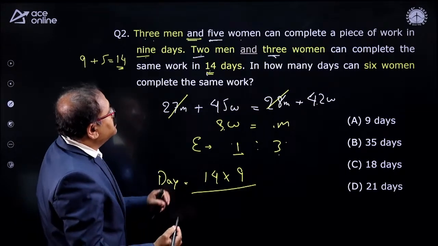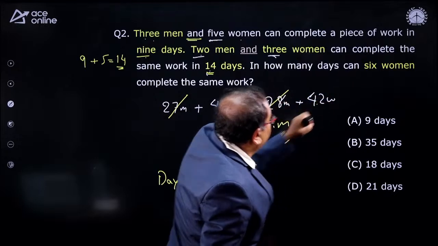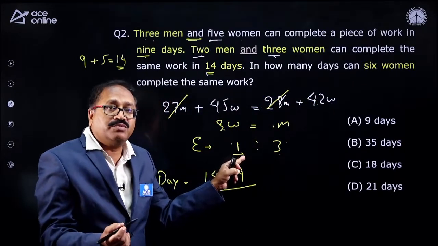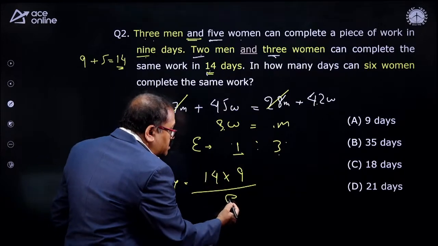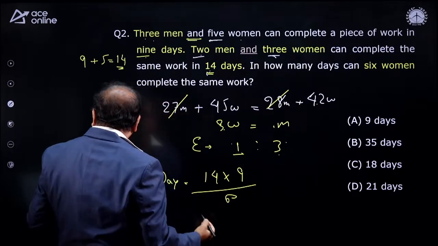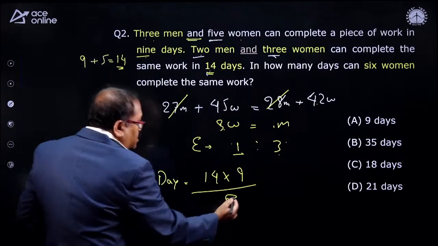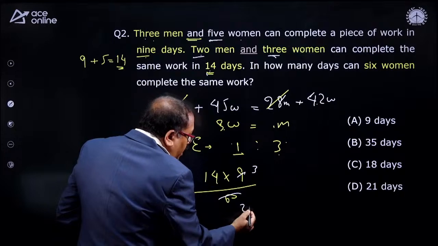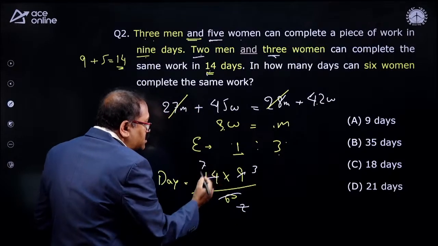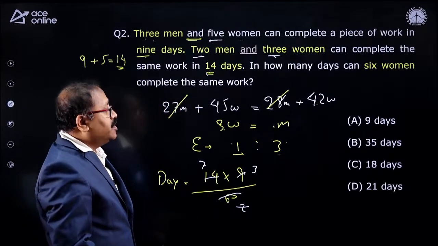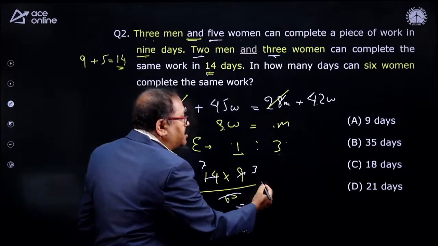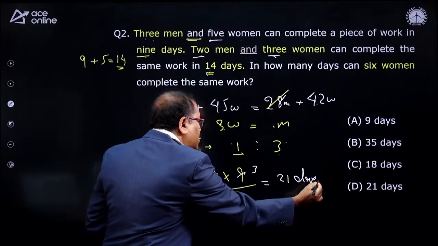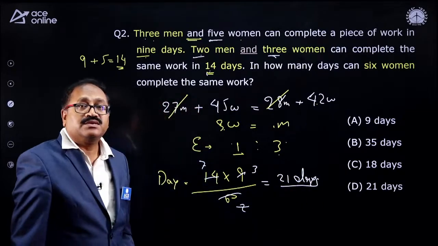What is the total efficiency? As 6 women are there and 1 woman has an efficiency of 1, then 6 women will have an efficiency of 6. So cancel this 6 and you will find that here we have 3 2 times, here 3 times, and here I get this as 7 times. Now here onwards I get 7 into 3, which is 21. So the work can be completed in 21 days.